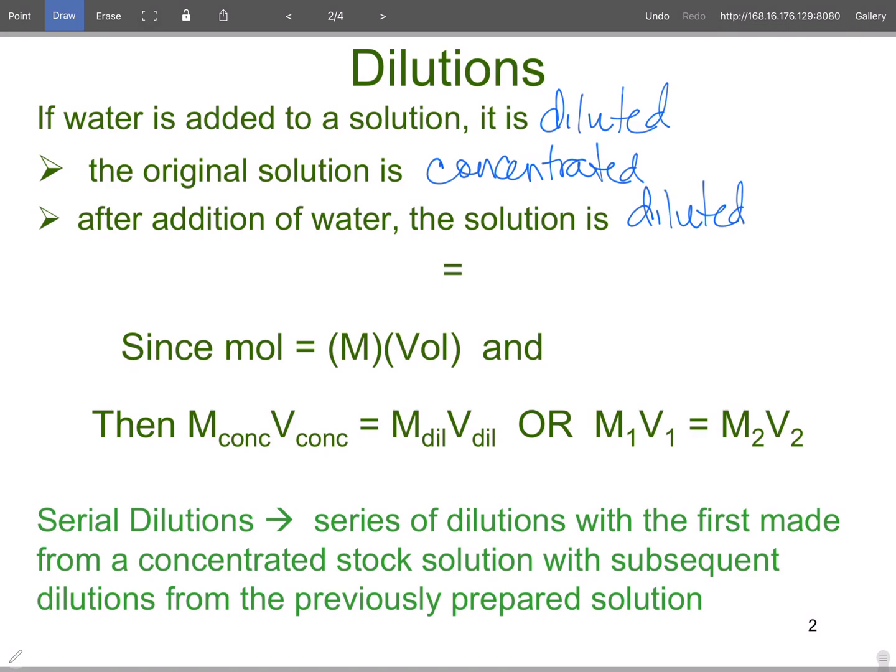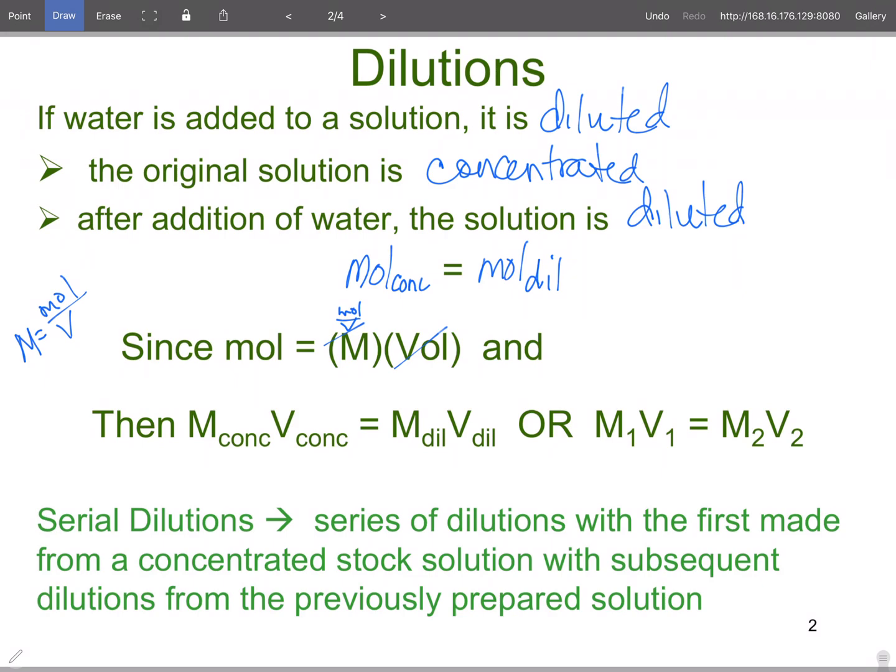And the trick to this is that the moles in the concentrated are going to be identical to the moles in the dilute. Because remember, you're adding water, which is the solvent. You're not changing the amount of solute. Since moles come from molarity times volume, because remember, molarity is moles per volume. So if you take molarity, which is moles per volume, and cancel the volume, you're left with moles.